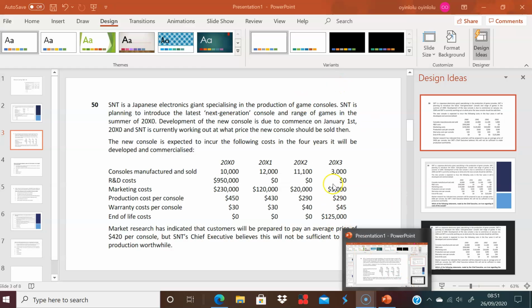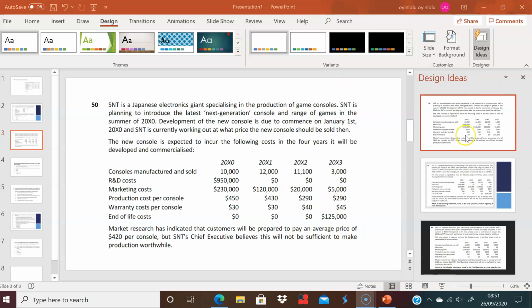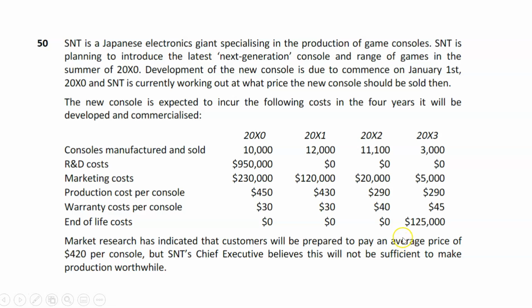Okay guys, I changed the layout of that. Sometimes you use this design idea thing, and it just cuts out some of the material that you need.